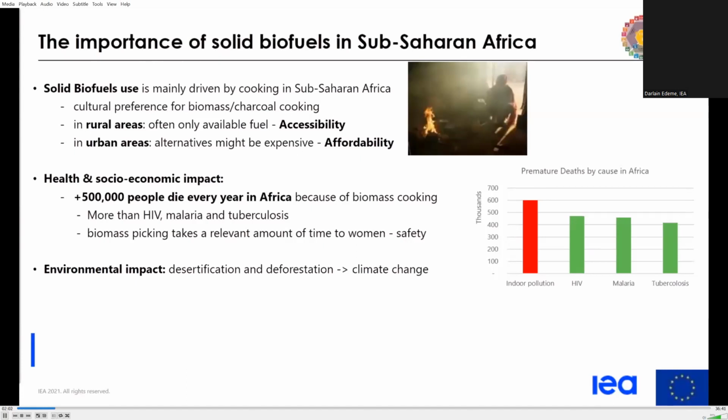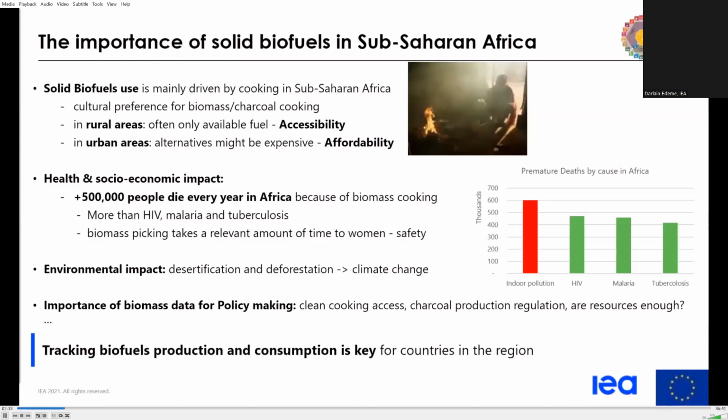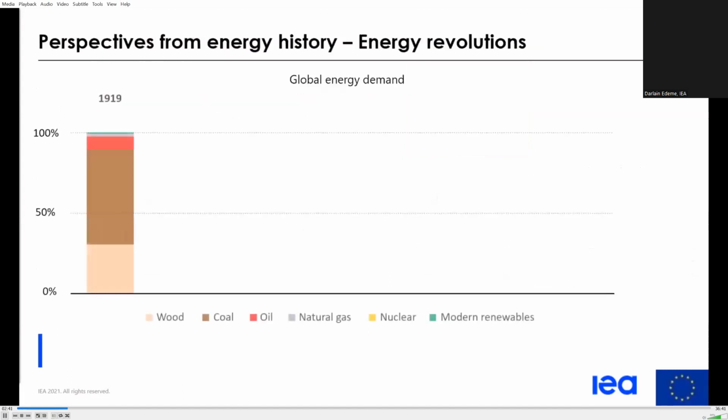If the use of biofuels and wood is not done in a sustainable way, then there are negative impacts on the environment. If there is no balance, then the forest is reduced. It is also important to collect good biofuels data for policy making in order to ensure clean cooking access, proper regulations for charcoal production, etc. Therefore, tracking biofuels production and consumption is key for countries in sub-Saharan Africa.